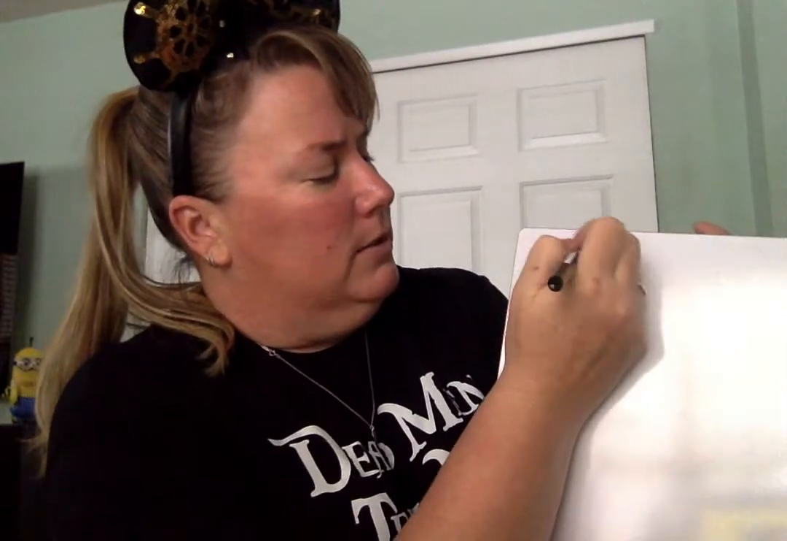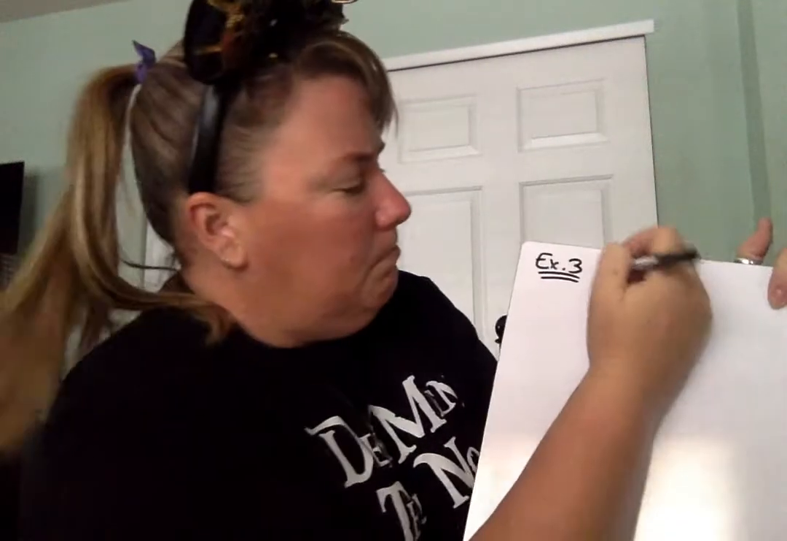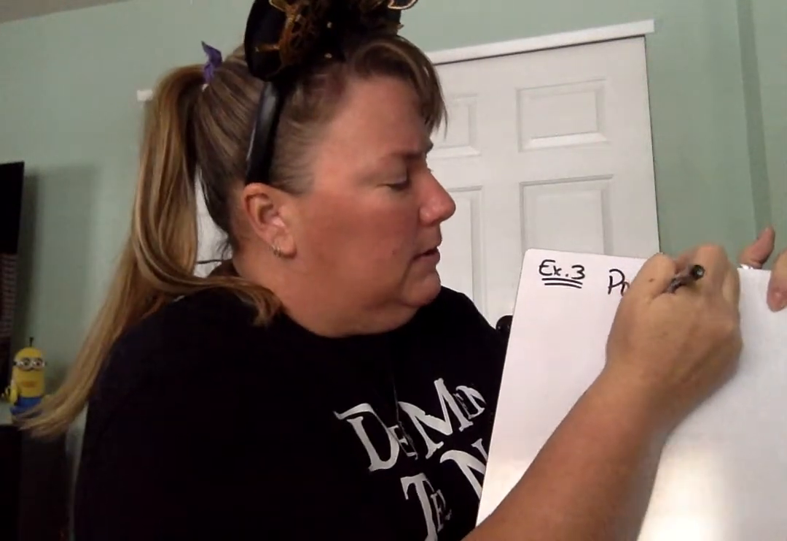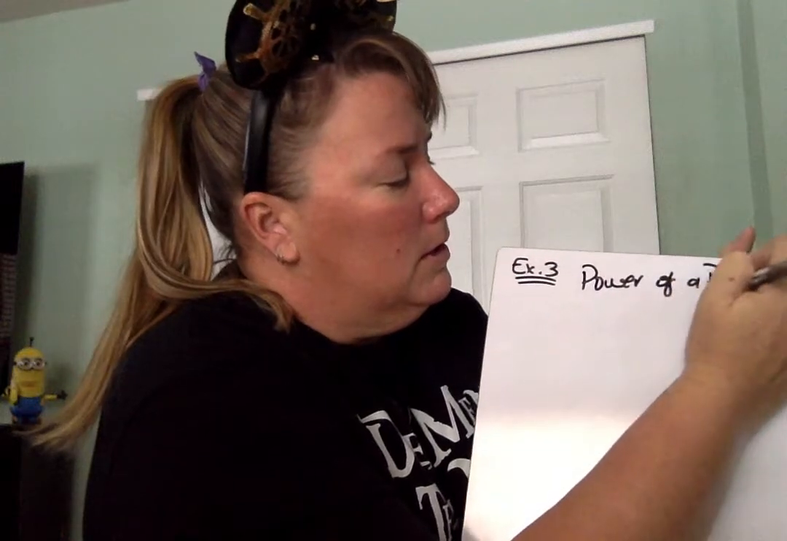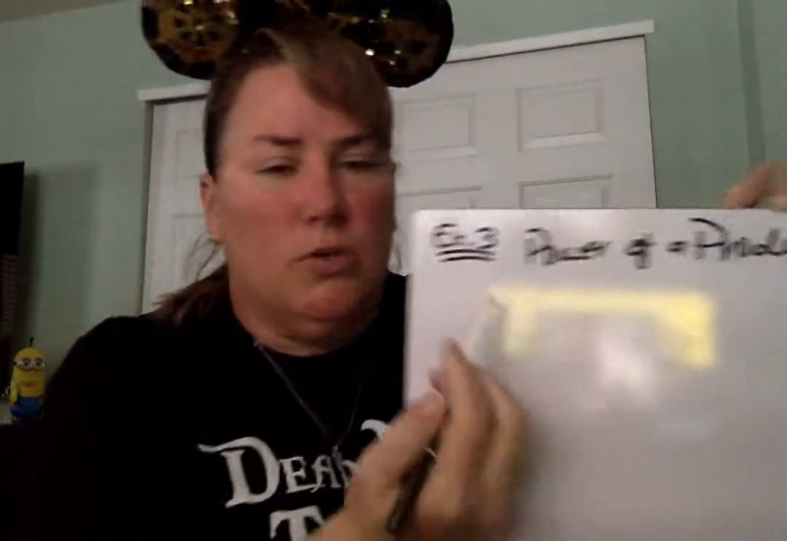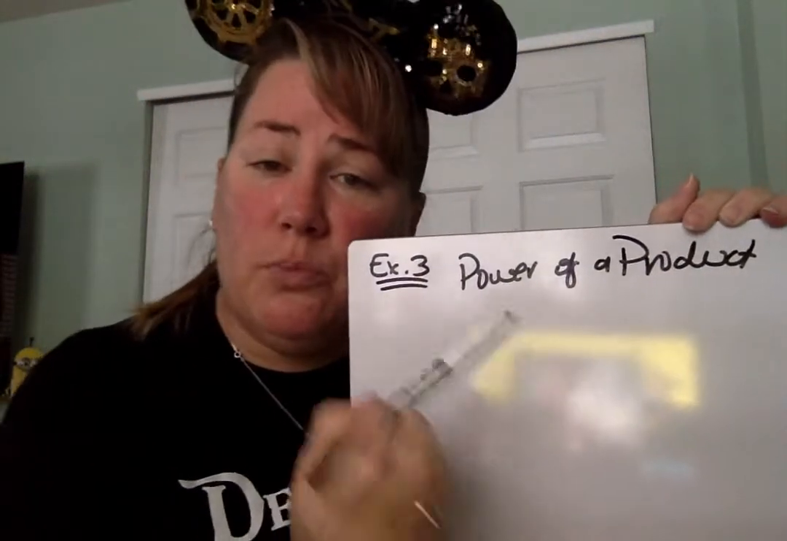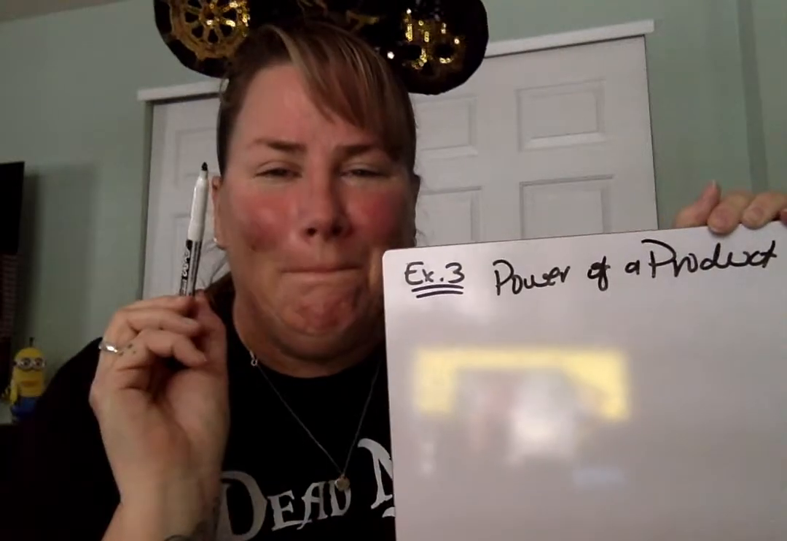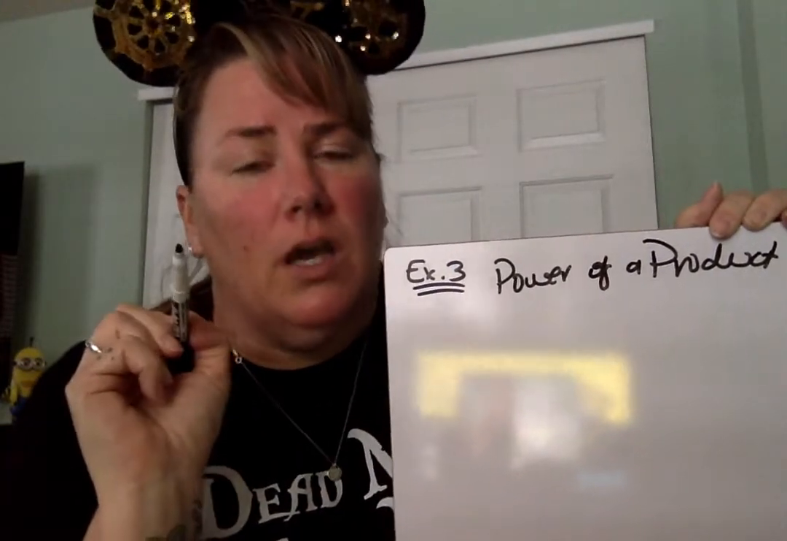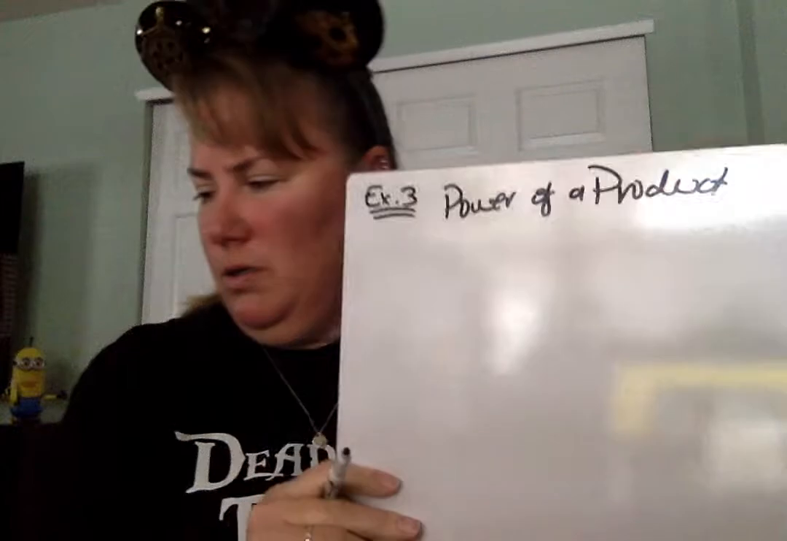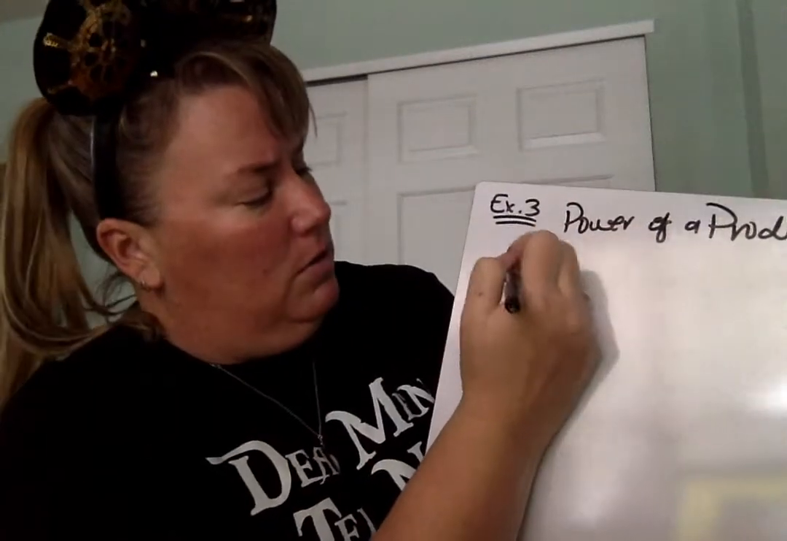Example 3. I feel like I'm in a race for who can talk the fastest. Power of product. My voice is cracked. Now, here's the thing. Do not let the name of this example fool you because it says you're using power of product, but you could also be using other properties. So, we got to be careful.